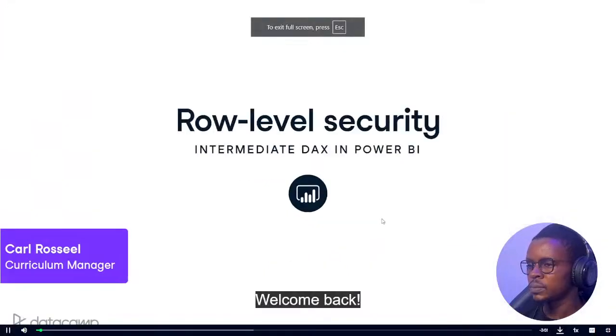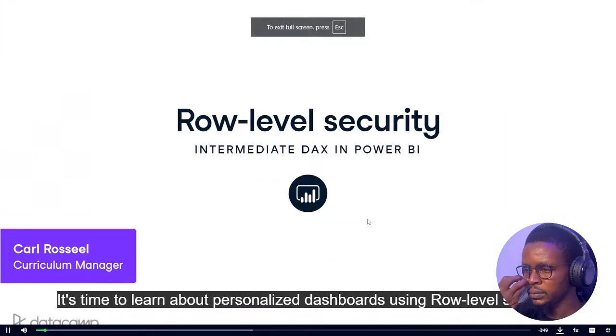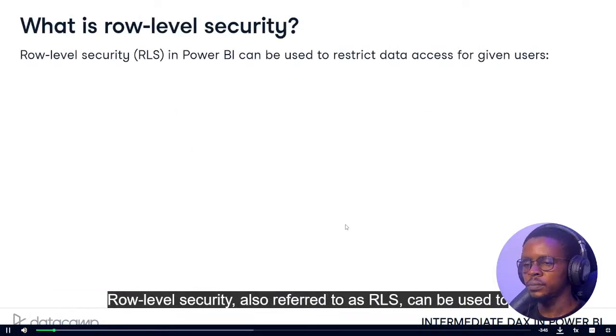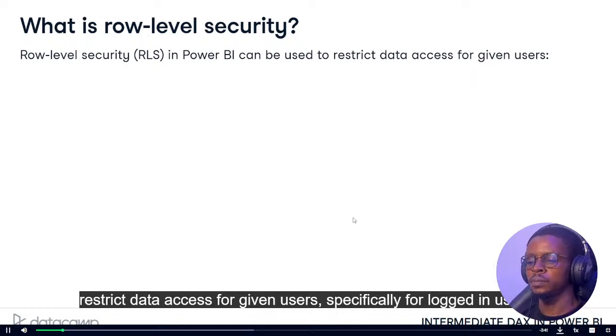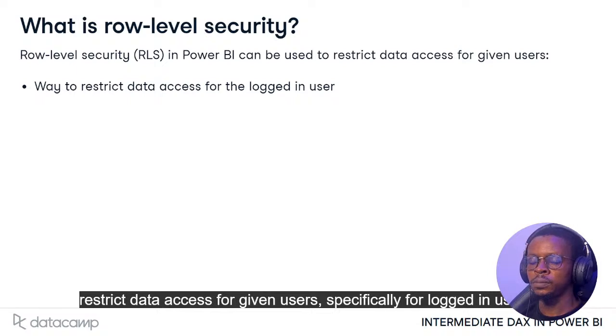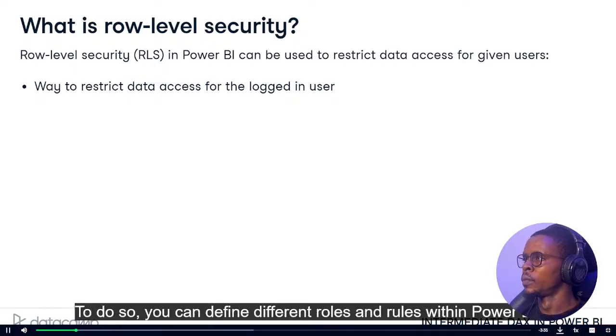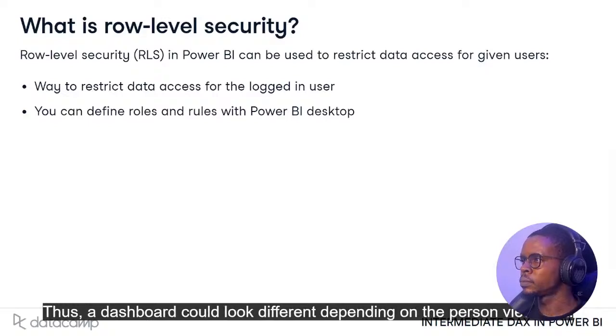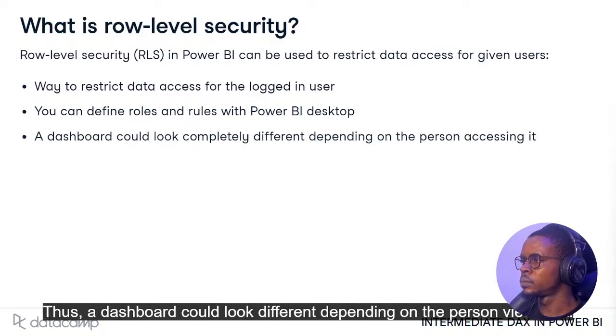Welcome back. It's time to learn about personalized dashboards using row level security. Row level security, also referred to as RLS, can be used to restrict data access for given users, specifically for logged in users. To do so, you can define different roles and rules within Power BI. Thus, a dashboard could look different depending on the person viewing it.